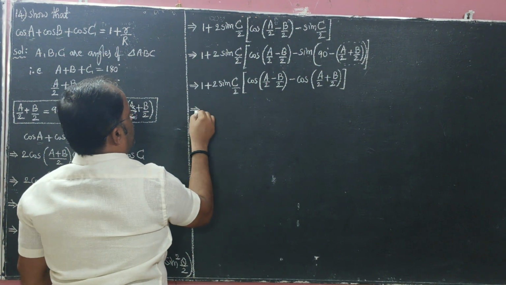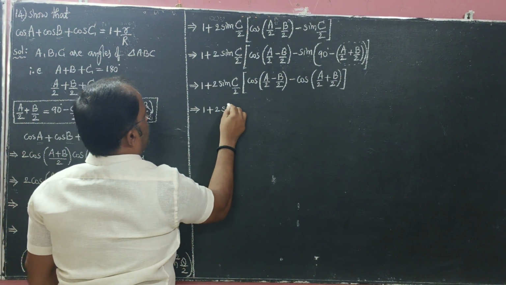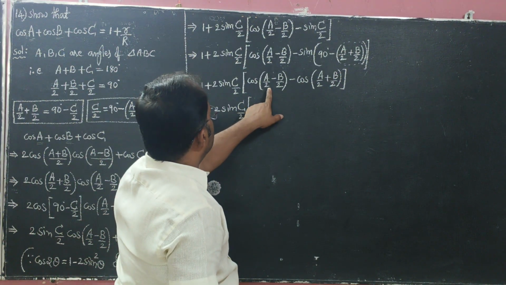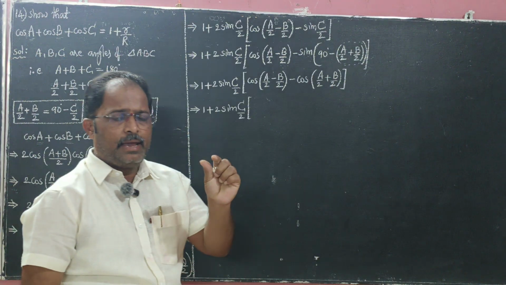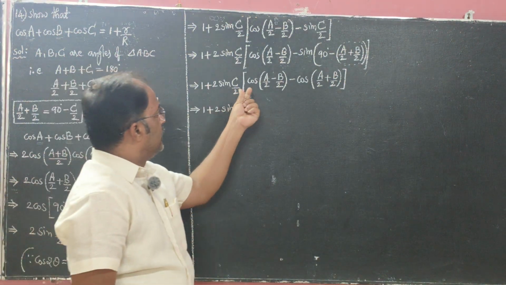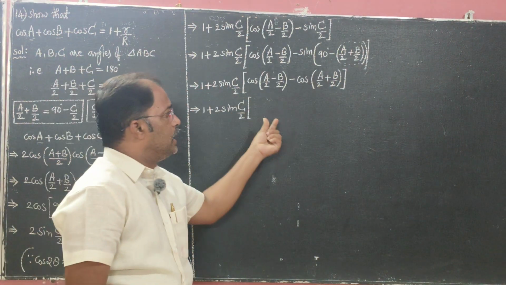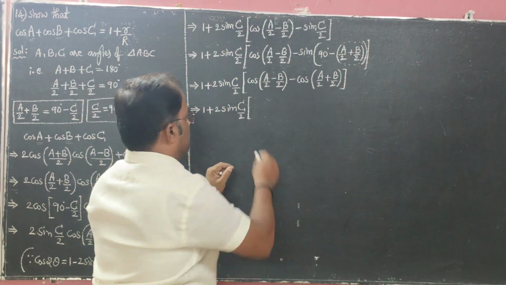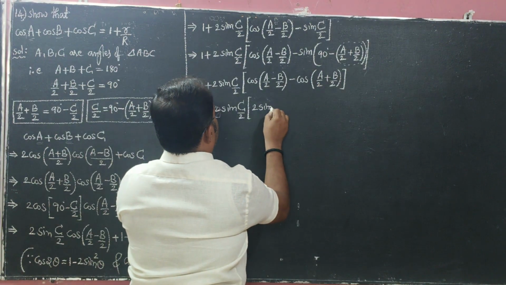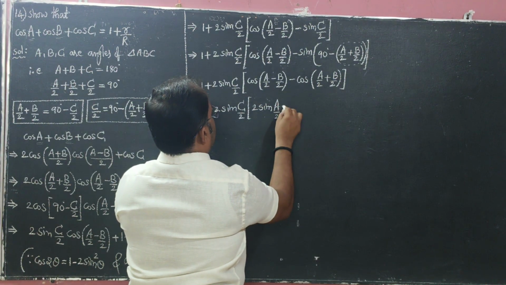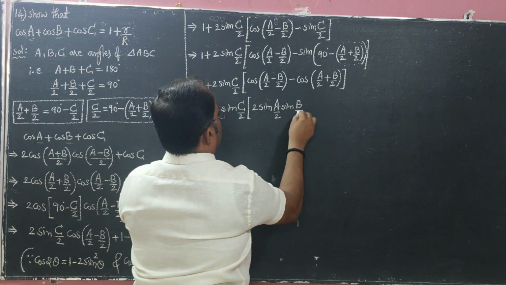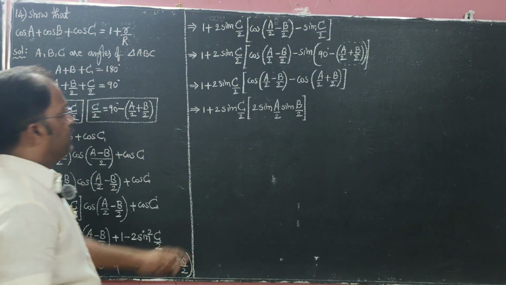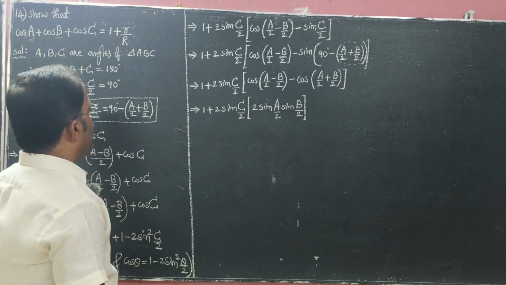Alright, next, that implies 1 plus 2 sin c by 2 as it is. Okay, 2 sin c by 2 as it is. See, cos of a minus b. Let a by 2 be a and b by 2 be b. What is a by 2? It can be taken as a, and b by 2 can be taken as b. Means cos of a minus b minus cos of a plus b. The formula is 2 sin a sin b, which here means 2 sin a by 2 sin b by 2.